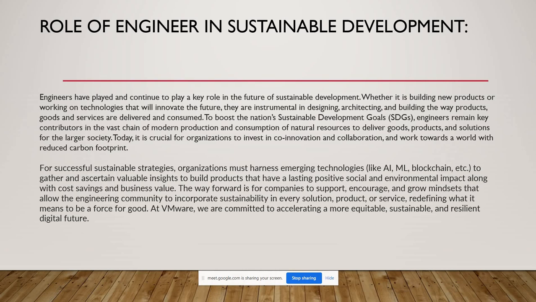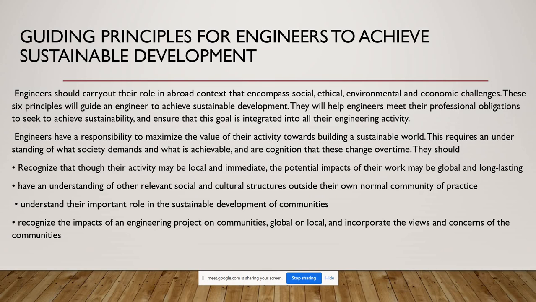Engineers have played and continue to play a key role in the future of sustainable development, whether it is building new products or working on technologies that will innovate the future. They are instrumental in designing and architecting how products, goods, and services are delivered and consumed. Today, it is crucial for organizations to invest in co-innovation and collaboration and work towards a world with reduced carbon footprints. Thank you, ma'am.